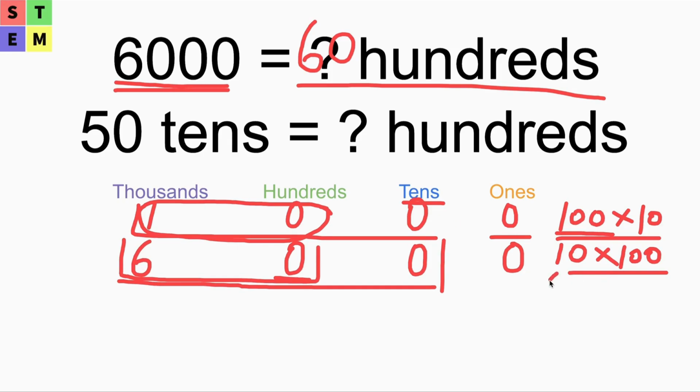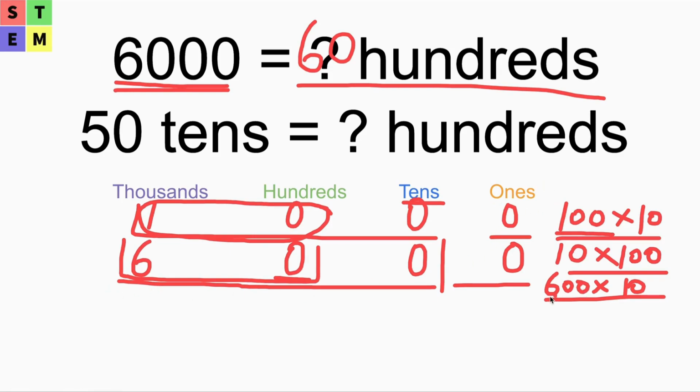So 600 tens, so times 10, we got 6,000 here, right? Or easily say 6,000 ones, right? If we want to know how many ones there, it's 6,000 ones.